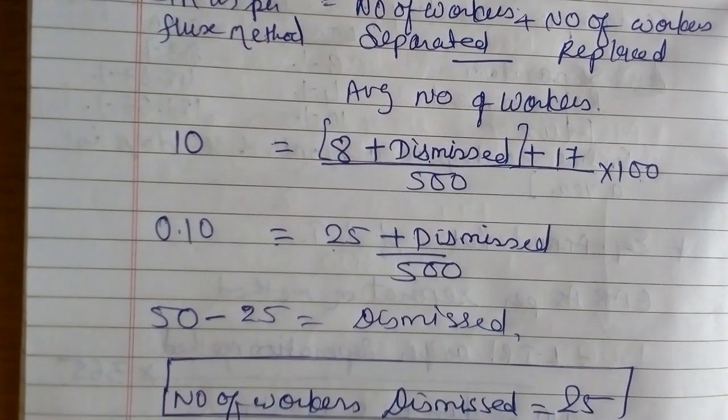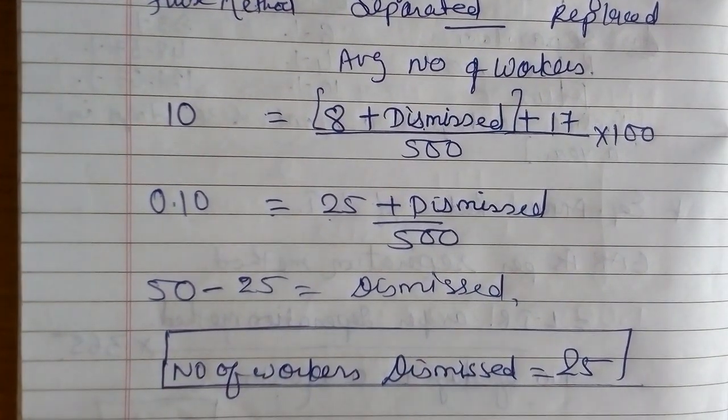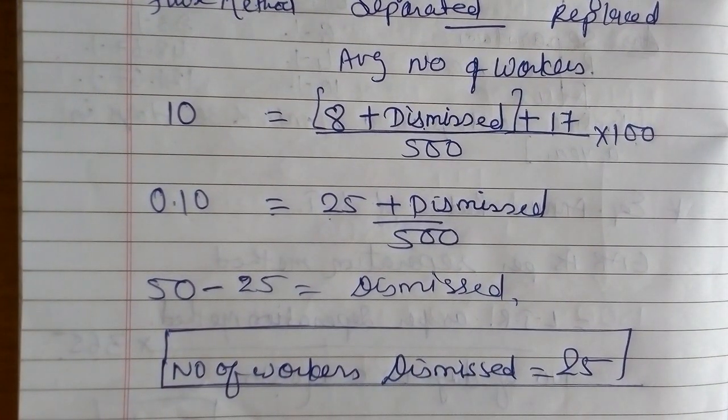So this is the solution. So finally number of workers dismissed will be 25.